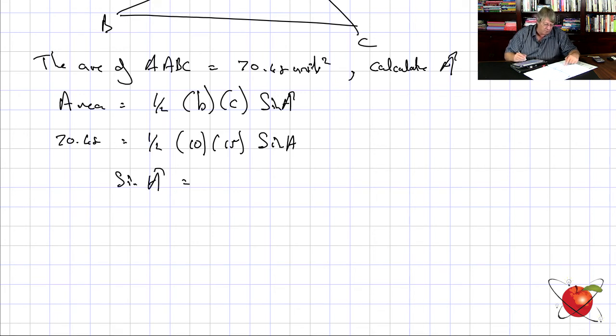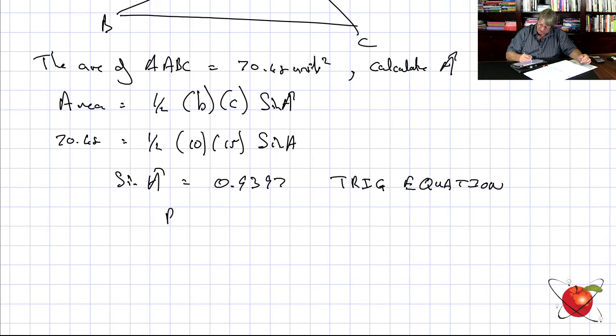equals 0.9397. All right, at the end of the day, now this is a trig equation. All right, you have to say the reference angle is equal to 70 degrees, right?